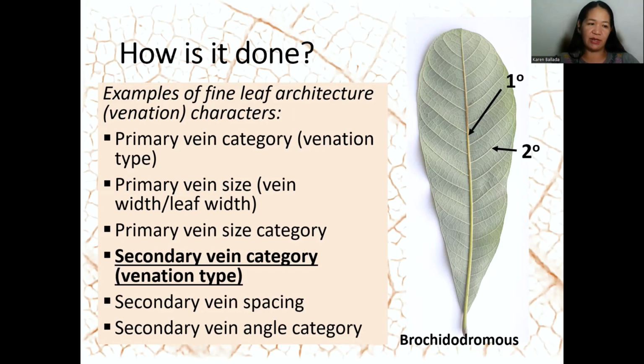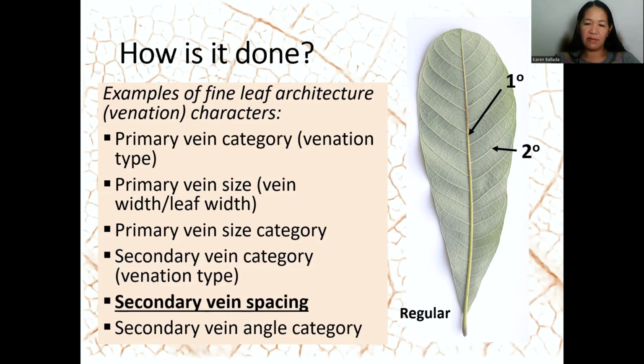There are other terms, for example, cladodromous, semicraspedodromous, festooned semicraspedodromous, and so on. Don't worry, the descriptions of these characters and at the same time the illustrations are all there in the manual. Okay, the next leaf character is the secondary vein spacing.